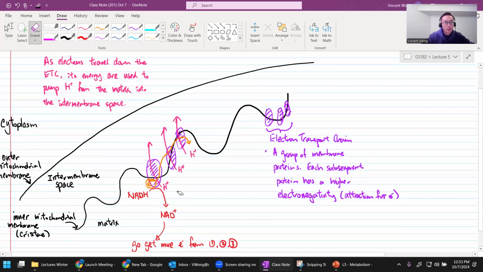Now, as we keep on doing this, over time, you will have high H plus here and low H plus here, right? And that's why this is an example of active transport. You're trying to move things from low concentration to high concentration. It requires energy. So where are we getting the energy to pump these things? From the high energy electrons. Okay. So I'll give you a moment to think about that.